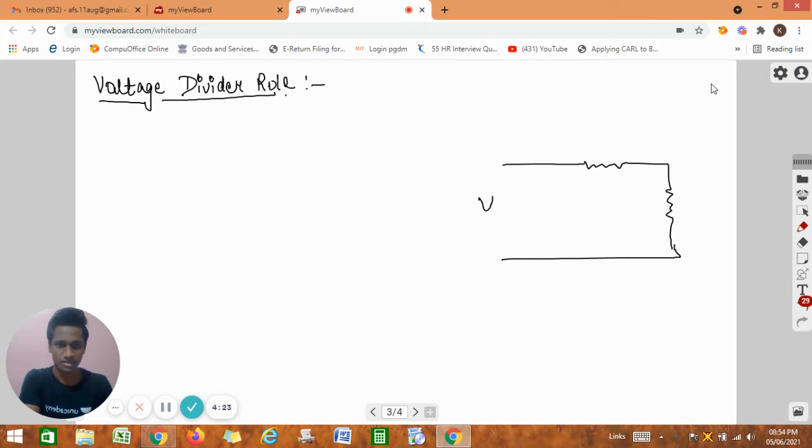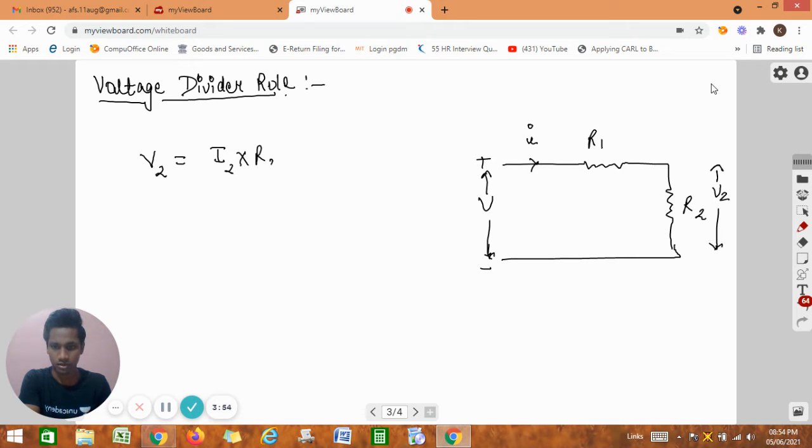So let us say the main supply is V and current is flowing from this side, and let's say this is resistance R1, this is resistance R2, and let's say the potential difference across this resistance R2 is V2. Now, according to the voltage divider rule, the value of V2 can be found out as V equals I into R using Ohm's law. So V2 equals I2 into R2, right?